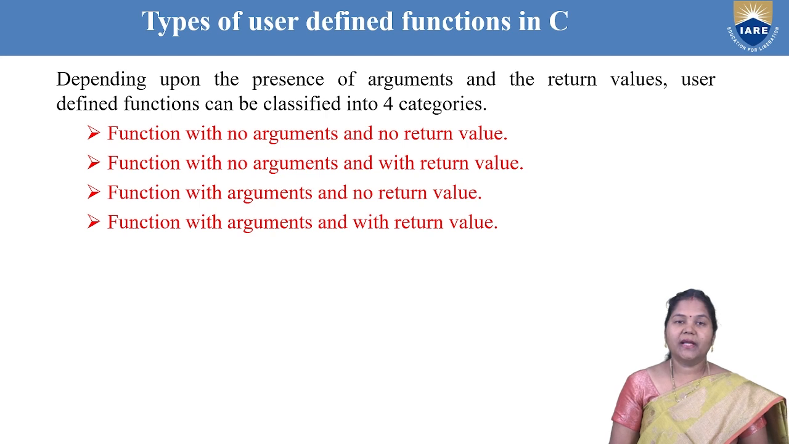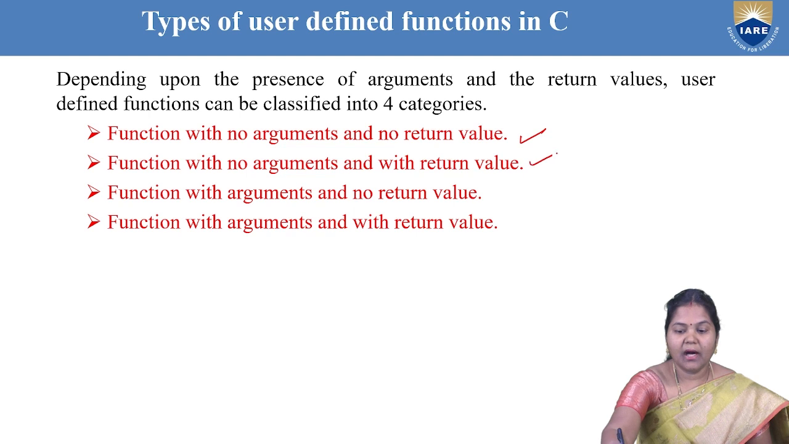Now, how to write a user-defined function in C language? There are four ways or four approaches for writing the user-defined function. The first one is functions with no arguments and no return type. The second type is functions with no arguments but with return type. The third way is functions with arguments and no return type. And the fourth category is functions with arguments and with return type.